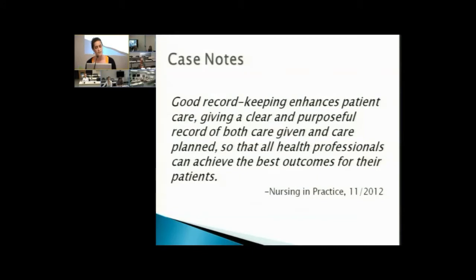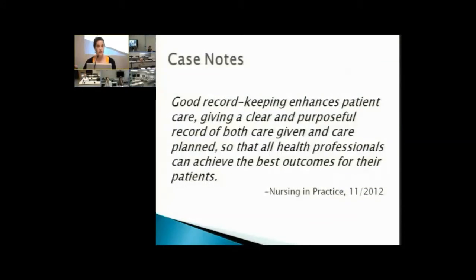So I want to briefly touch on a couple because it does relate to record keeping and documentation. I've been looking at nursing articles and working with some of our lead nurses around this, but I liked a couple of these quotes just to get you started. This one says, good record keeping enhances patient care, giving a clear and purposeful record of both care given and care planned so that all health professionals can achieve the best outcomes for their patients.